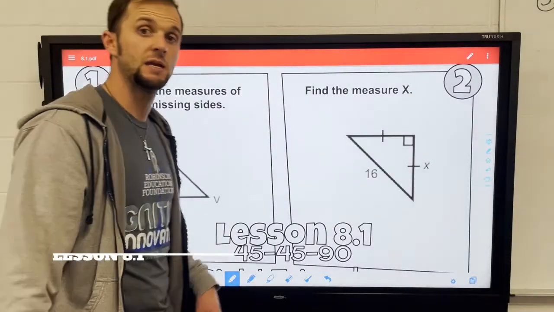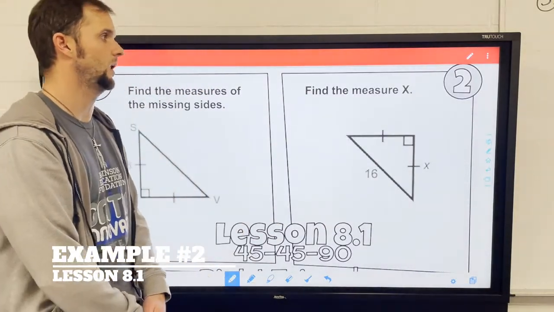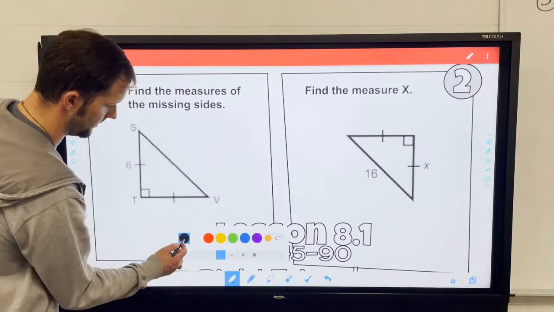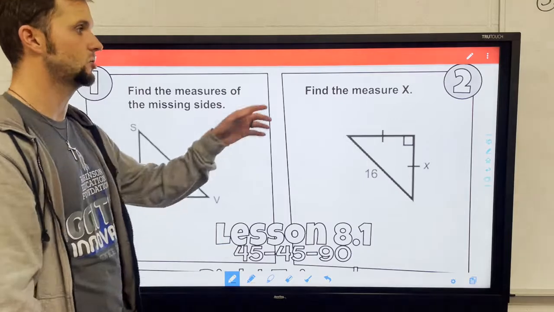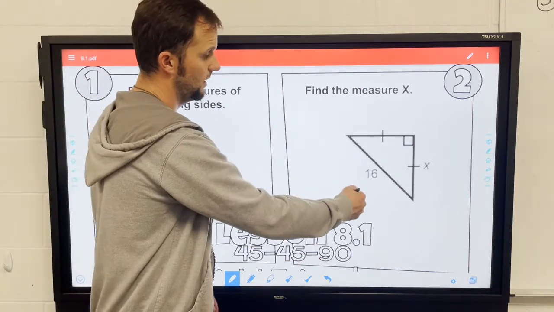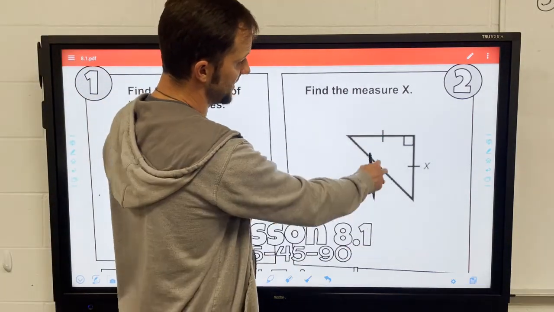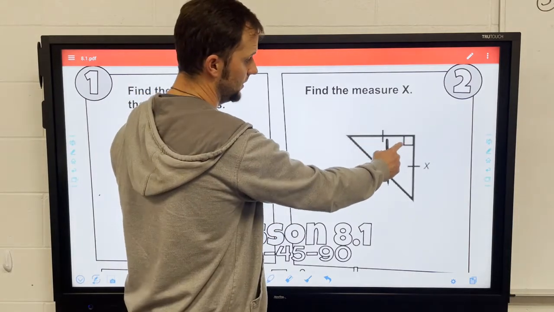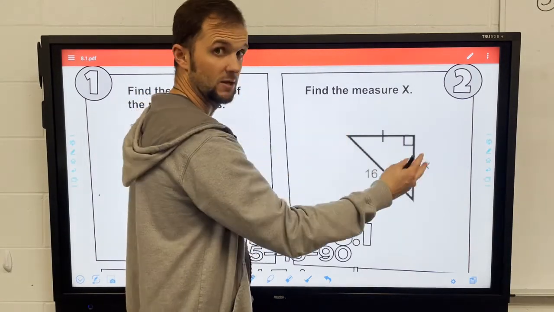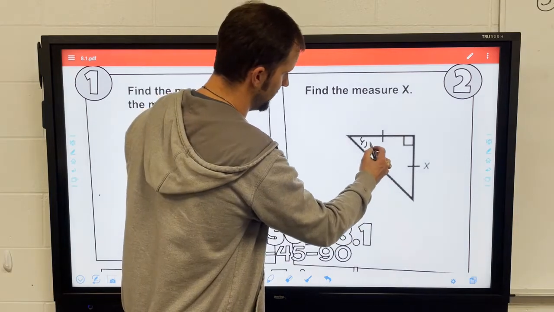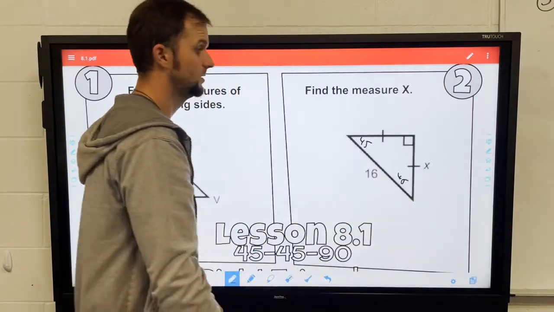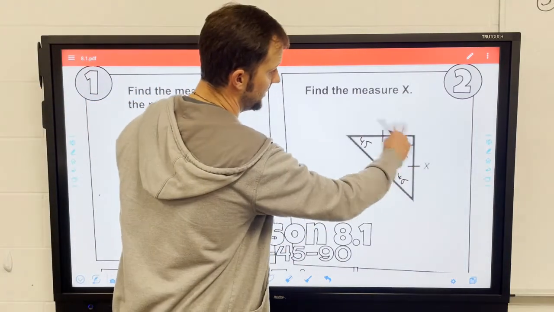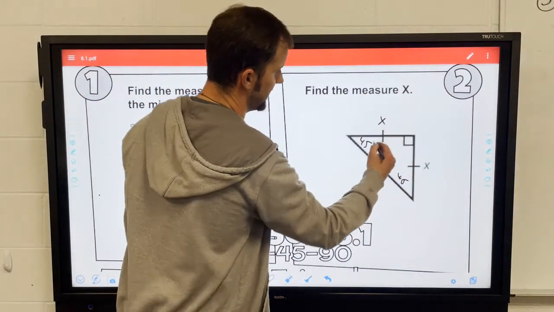All right, so now looking at example number 2, the same instance again. It wants me to find the measure of x. By looking at this triangle, I have a right triangle and it's isosceles, so my two base angles are equal. Since all the angles add up to 180 and this one's 90, these two angles would add up to 90 to make up the rest of the 180. That means this is a 45, 45, 90 right triangle. Since this is a 45, 45, 90 right triangle, my two legs are going to be congruent. So if this is x, that means this is x.